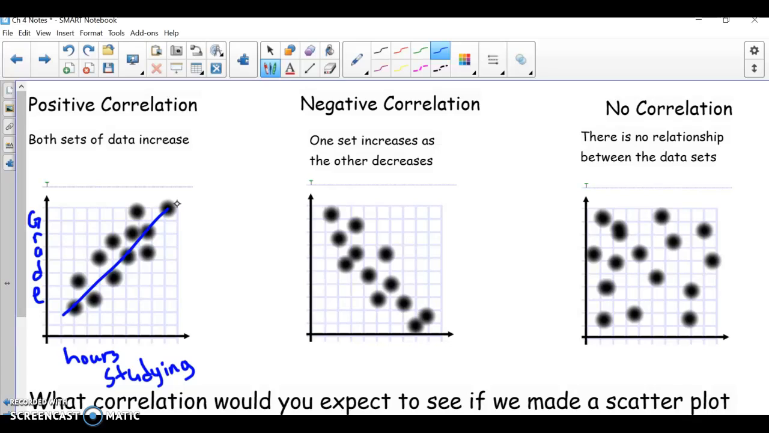A negative correlation is the opposite. The example that I used was Fortnite, or it could be any game. So the hours you spend gaming, that could affect your grade in a negative way, where the more time you spend doing something outside of homework and studying, your grade could decrease. No correlation. This could be any two things that are not related. It's a true scatter plot. These data points are scattered throughout the graph, and there's no real trend.